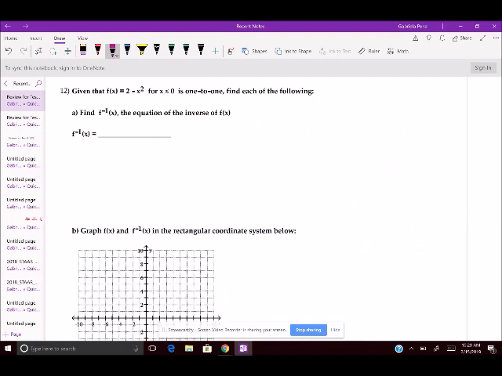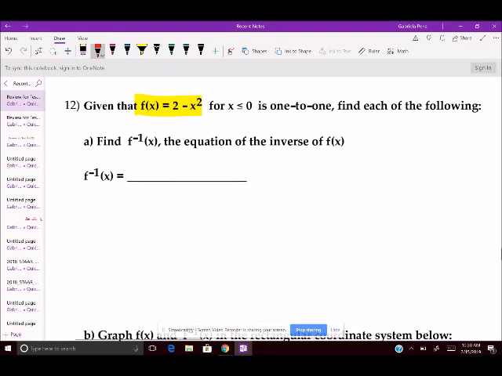All righty. For number 12, in order to be able to get all 16 points, you better show everything that needs to be shown. So when you see this, the first thing they're asking you is, can you please find the equation of the inverse? So here is your equation. What's the first thing I need to do to find the inverse of that? So this becomes x equals 2 minus y squared.